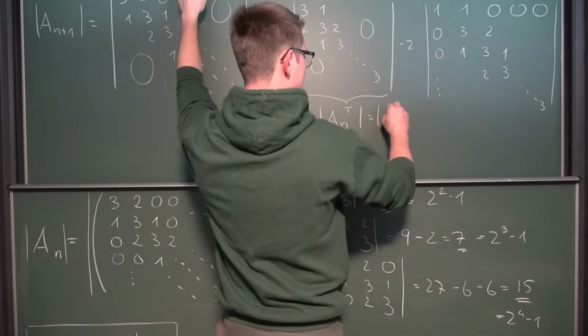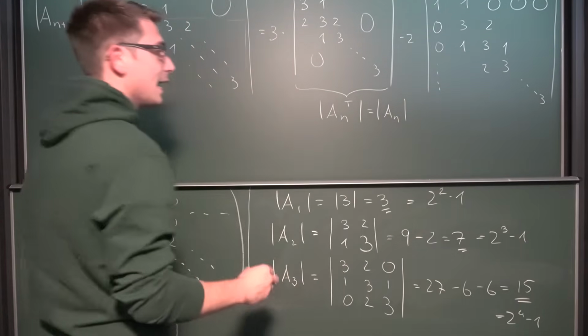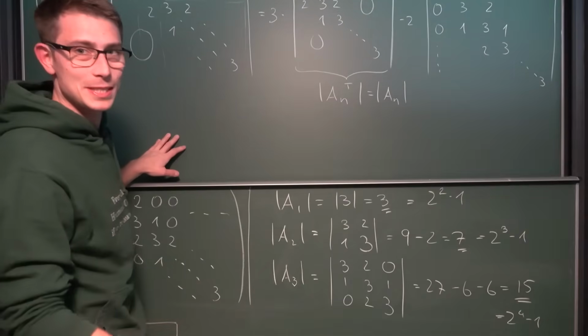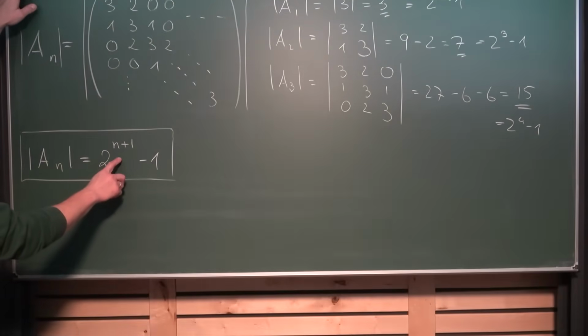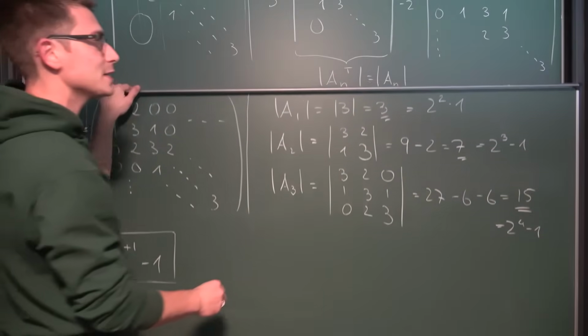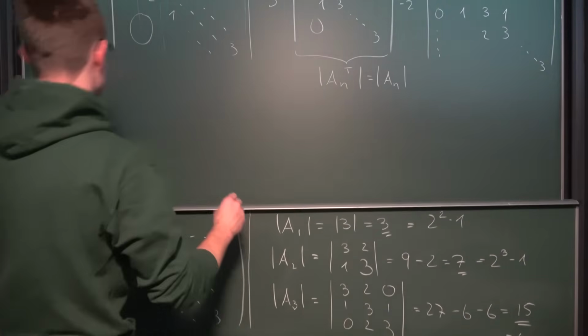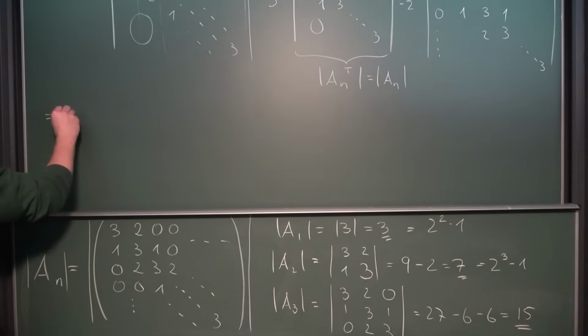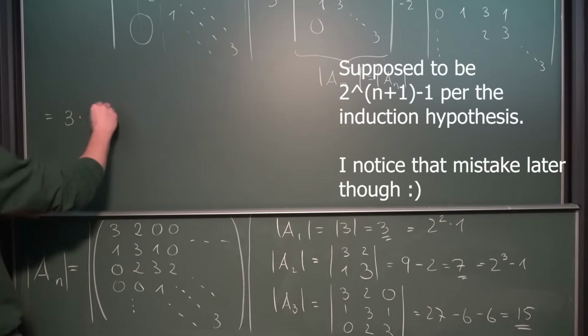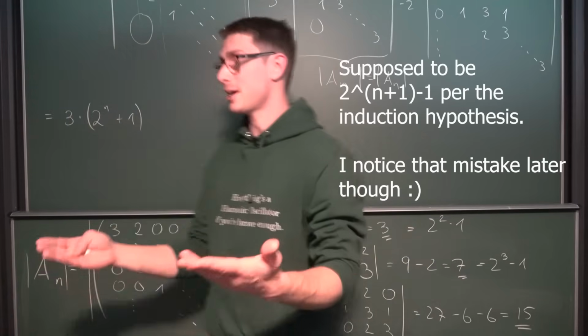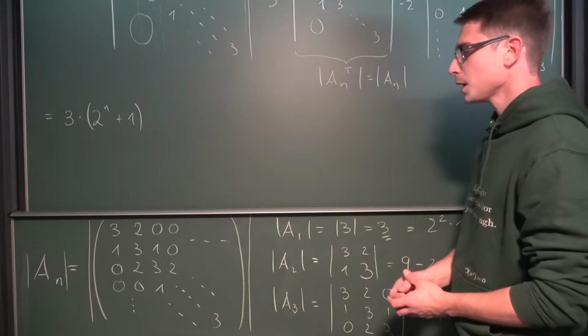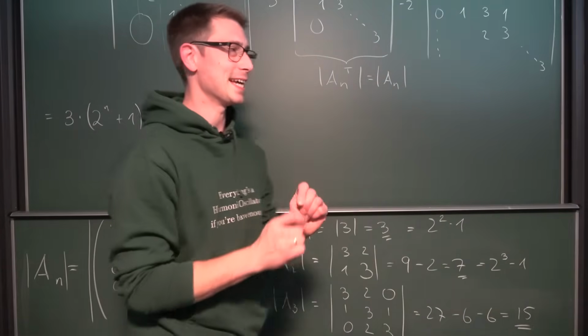So this right here is the determinant of A_n. And this is where our induction hypothesis comes in, because we suppose that the determinant of A_n is equal to 2^(n+1) - 1. So that is the first key to success here. So we are going to end up with 3 times 2^(n+1) - 1, where we have officially used our induction hypothesis in here. But we are not done yet.